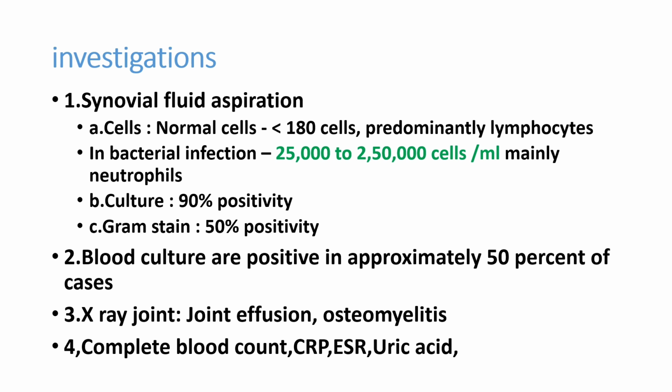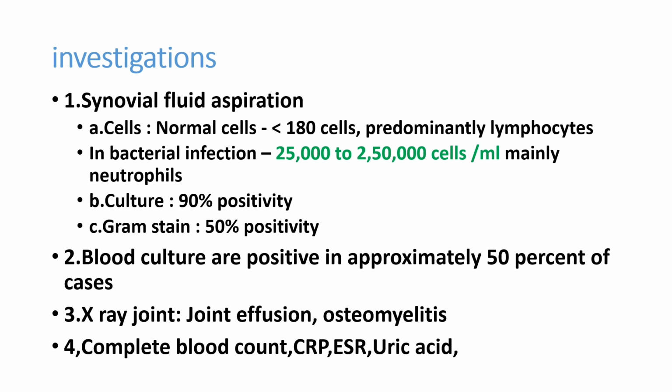Culture of this joint fluid will be 90% positive. Gram stain can be 50% positive. One advantage of Gram stain is that immediately after the joint aspiration we can do it and find out whether it's a gram positive or gram negative bacteria. Culture takes some time, mostly 48 to 72 hours. Blood culture positivity can be observed in 50% of the cases.